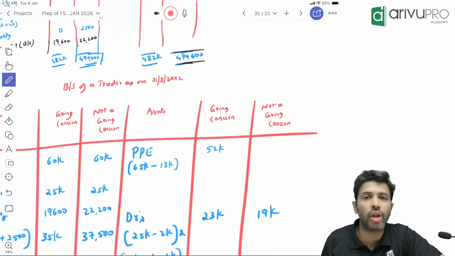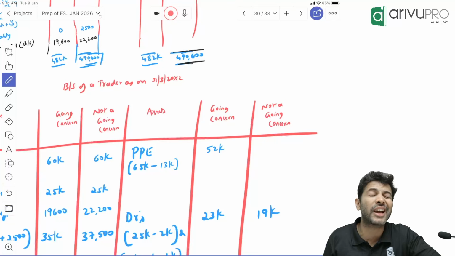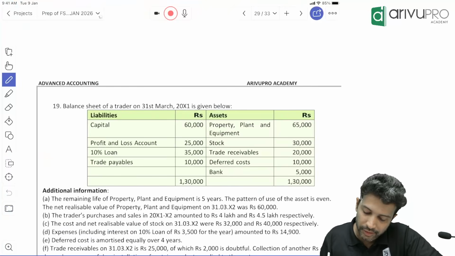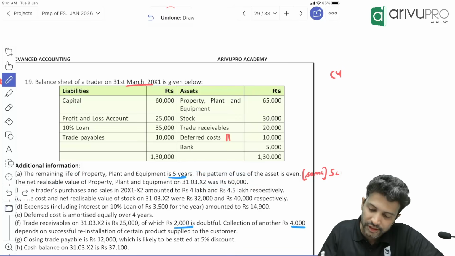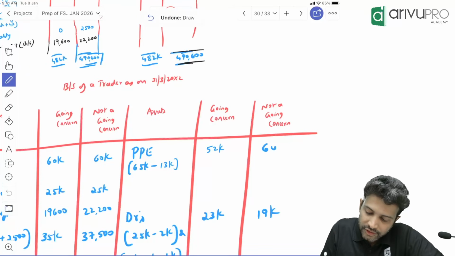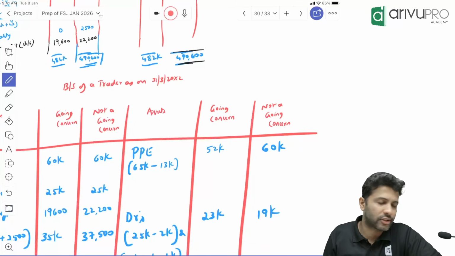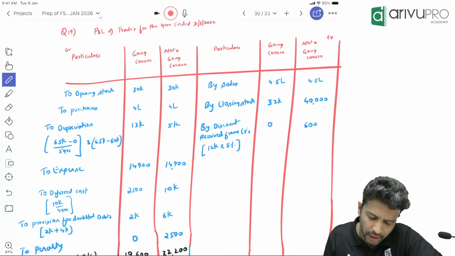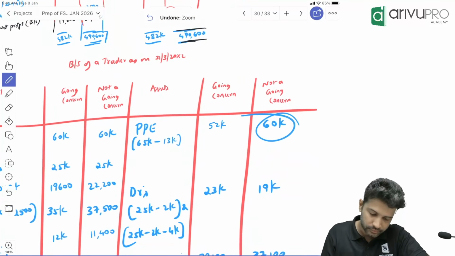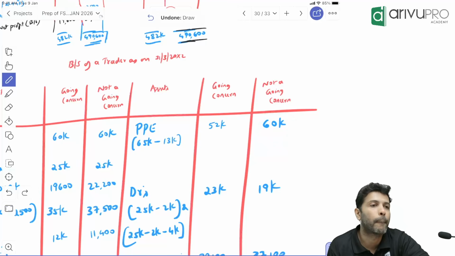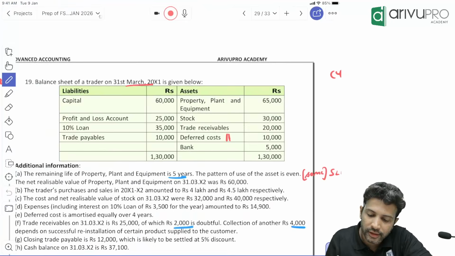If the entity is not a going concern, all assets at what value? Realizable value. What is the realizable value of PP at the end of the year? 60,000. It is given. So in that case, it will come at 60. Or you can also take 65 minus how much depreciation? 5,000 depreciation. You'll automatically get 60,000. Clear?